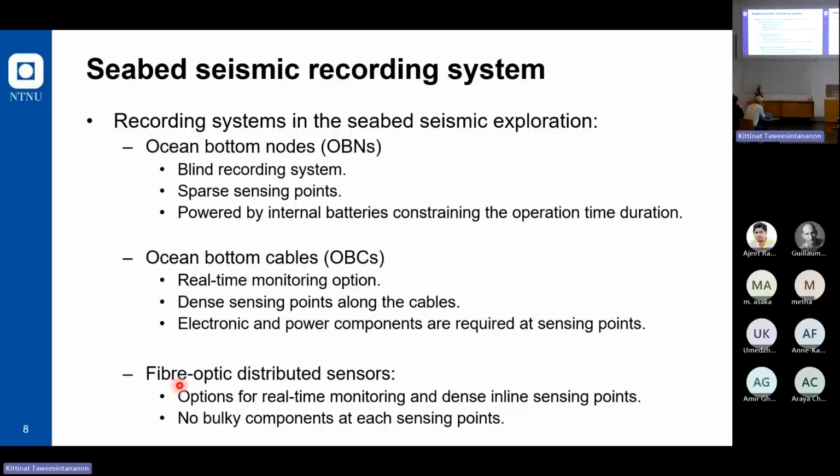Another option is to use fiber optic distributed sensors. This option maintains the real-time monitoring option and dense inline sensing points, the same as OBC cables. But because the sensing mechanism itself is recorded by the optical system, there are no bulky components at each sensing point. We focus on the application of fiber optic distributed sensors for these advantages.